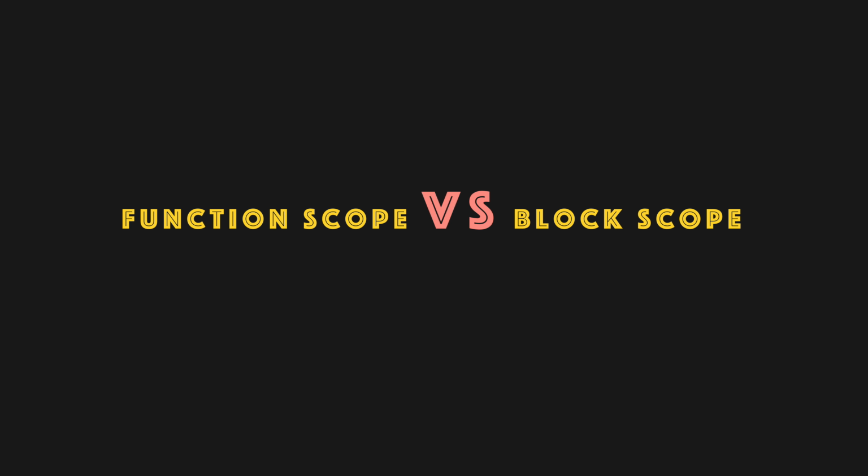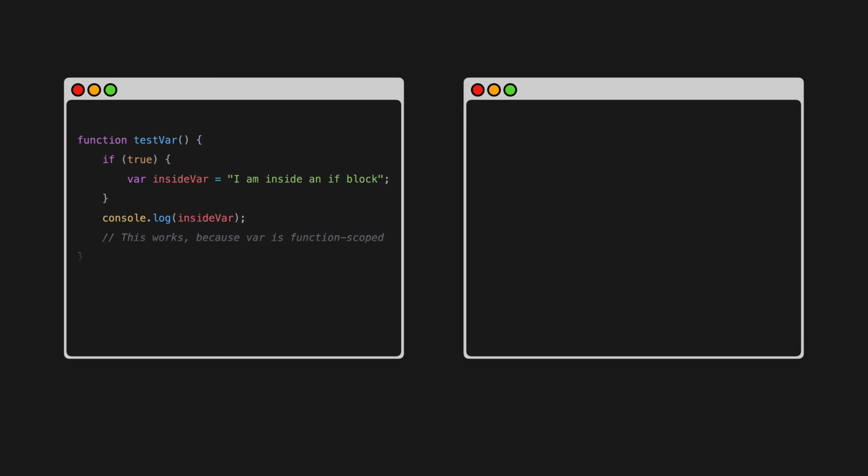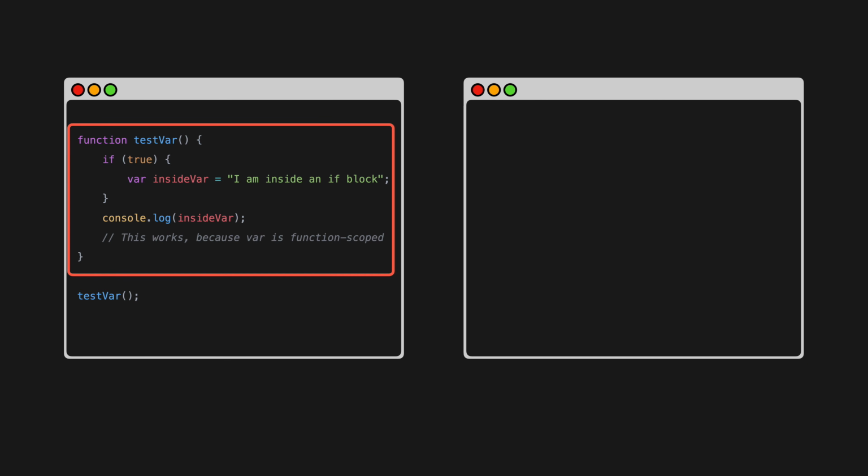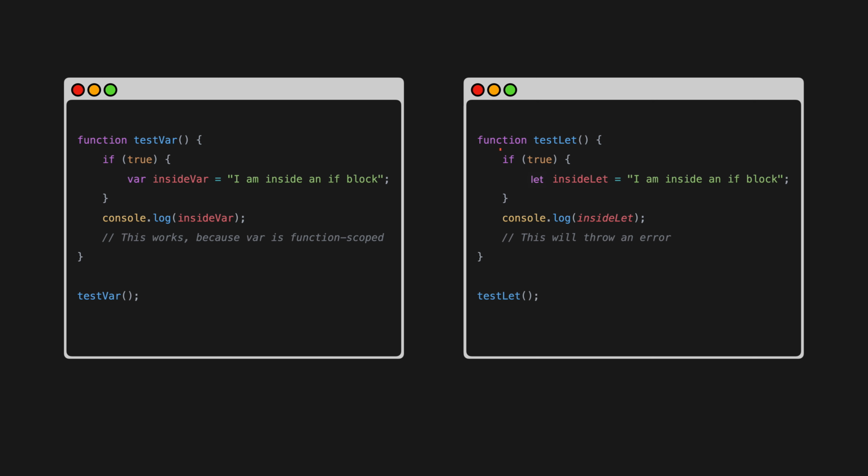Now, let's compare function scope and block scope. When you declare a variable with var, it has function scope, even if it's inside a block. That means it is still accessible throughout the function, not just inside the block. Here, the variable insideVar is declared inside the if block, but since var is function scoped, it is still accessible outside the block, but within the function. Now, compare this behavior with let or const.